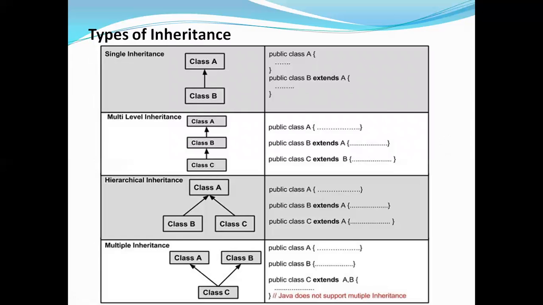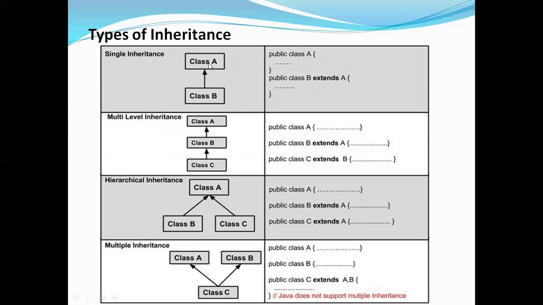Now let's see what are the different types of inheritance we have. There are totally four types of inheritance. Now just observe the diagram here. We have single inheritance. It means that there is class B which is inheriting the properties of class A.